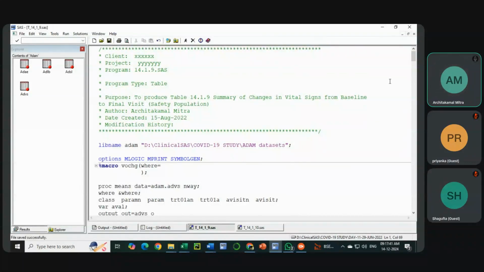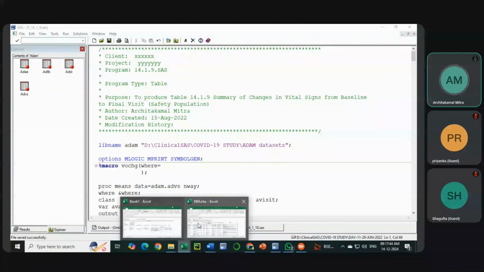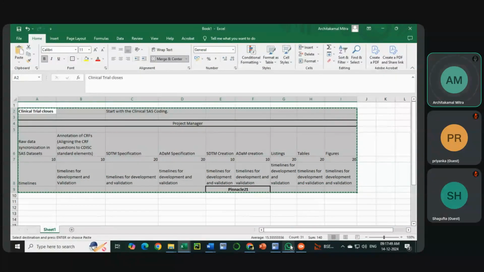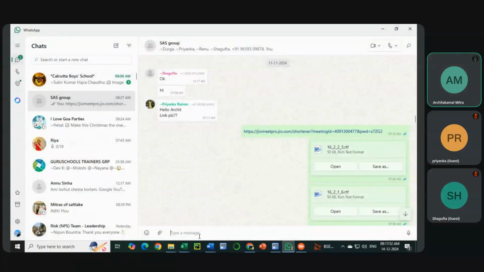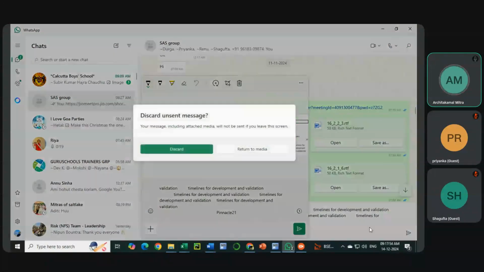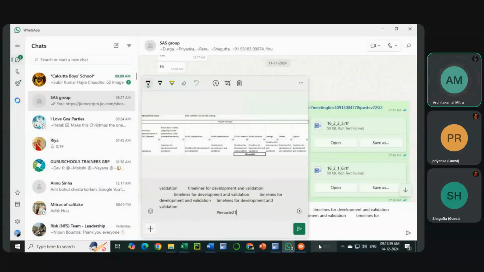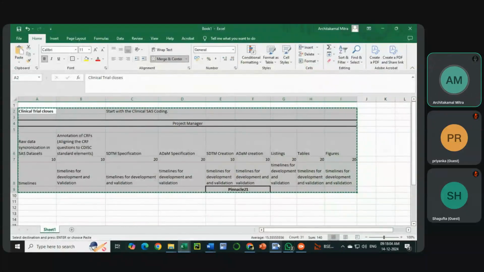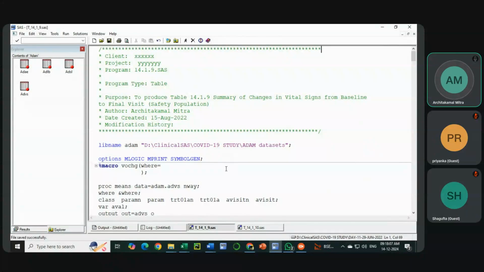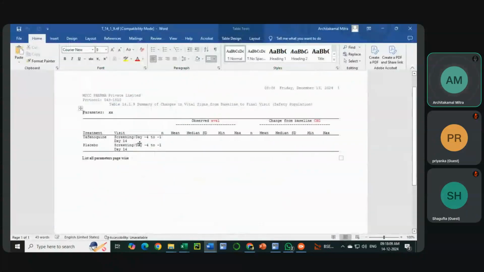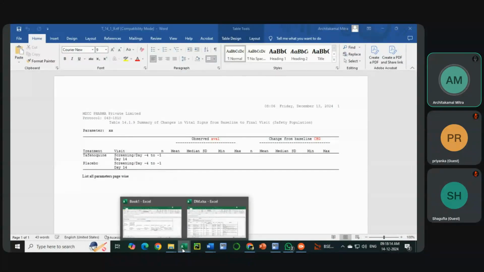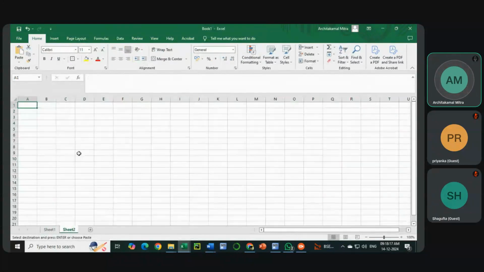Okay, so one second. I'll do one thing, I'll copy paste this here. So let's quickly go through this table once. Let me explain the concept of baseline a little bit.